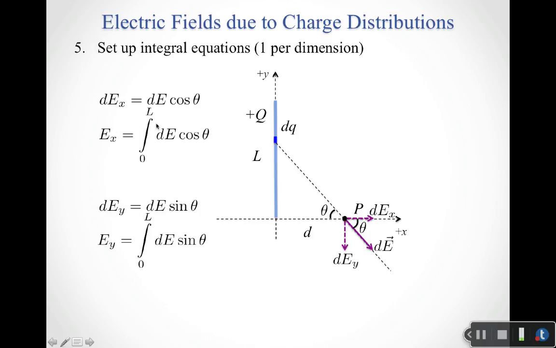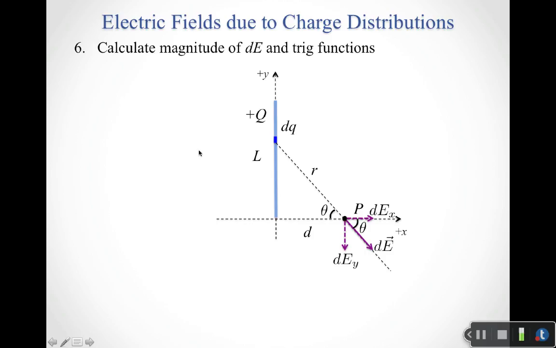So I set up my integral equations. Again, I've got stuff going on in two dimensions, so I'm going to have two equations. Since my line starts at y equals 0 and goes until y equals L, I'm going to have an integral from 0 to L in both cases. I'm just going to add up the contributions of all my little dq's, starting with my tiny little charge element down here and going all the way to my tiny little charge element up here at y equals L. So that's all these two equations are telling me to do: add up the x contribution and the y contribution over the entire length of the rod from 0 to L.